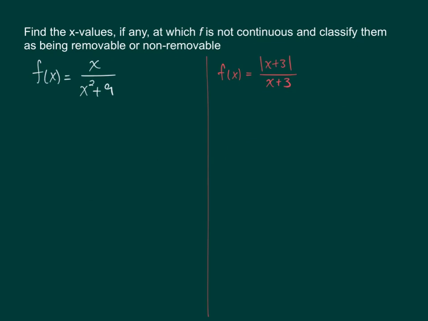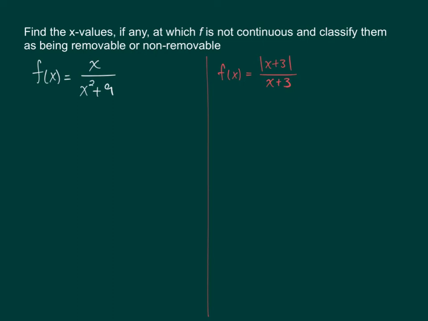Find the x values, if any, at which f is not continuous and classify them as being removable or non-removable. We just talked about these ideas, what being removable and non-removable means, on the previous page. So we can just dive right in here.